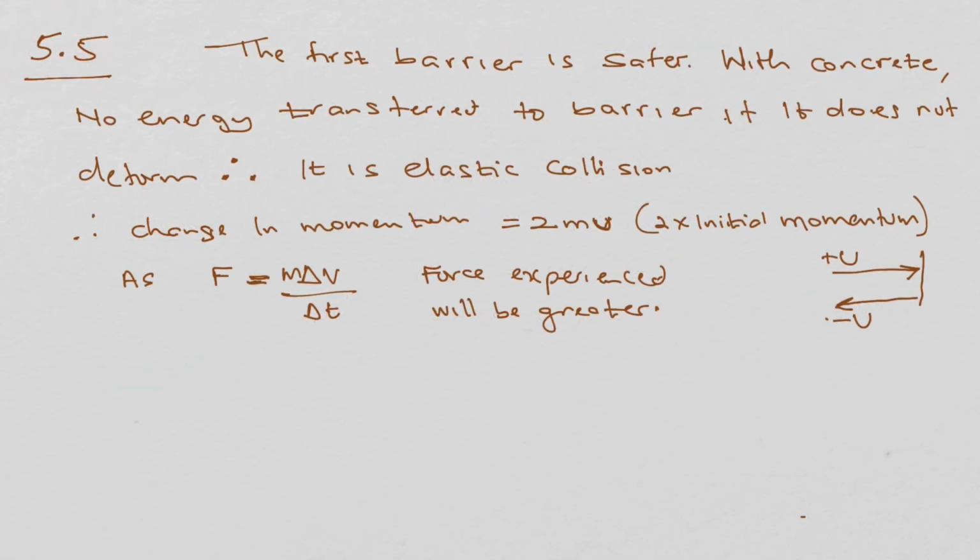Question 5.5. We need to discuss which type of barrier would cause less damage to the dummy in the test. Well, the first barrier is safer with concrete: no energy transfer to the barrier if it does not deform. Therefore it is an elastic collision, and therefore the change in momentum is going to be 2mu, because it is 2 times the initial momentum: the initial momentum going to the left with the speed and then coming back in the opposite direction. Therefore force is mass times change in velocity over change in time t. The force experienced will be greater, because if the change in momentum is greater, the force will be greater.